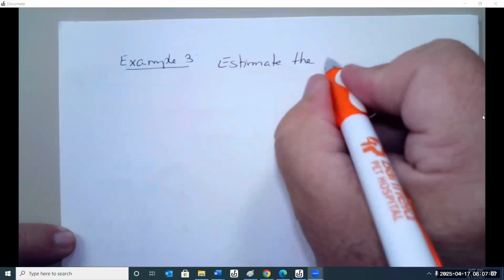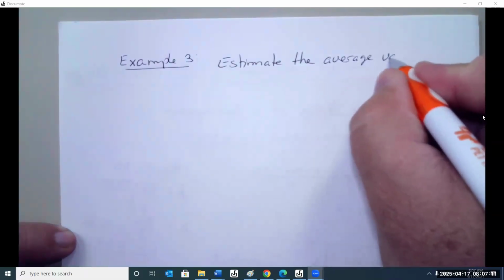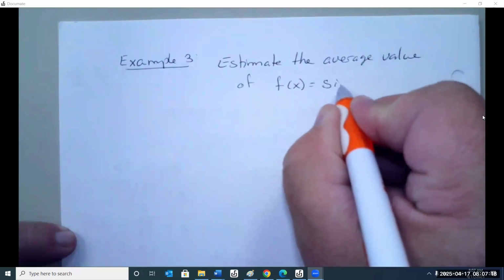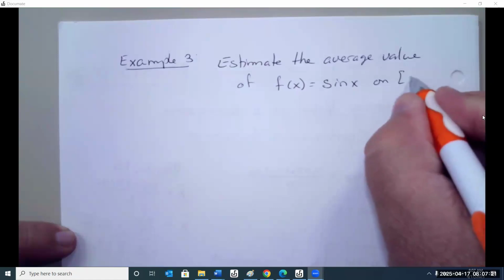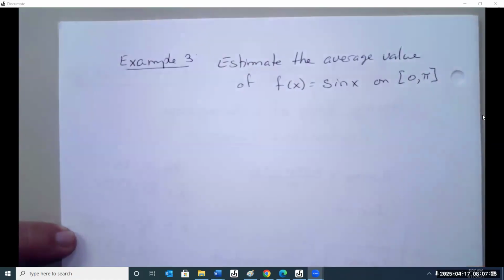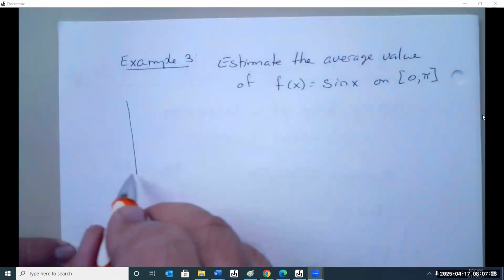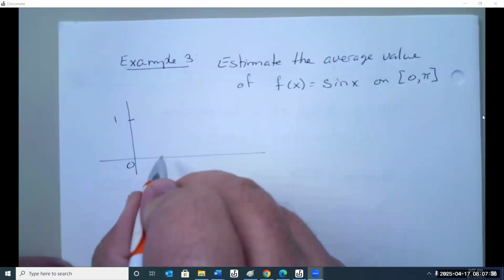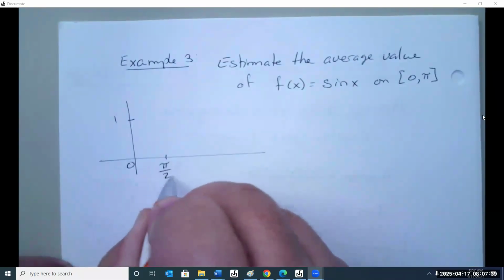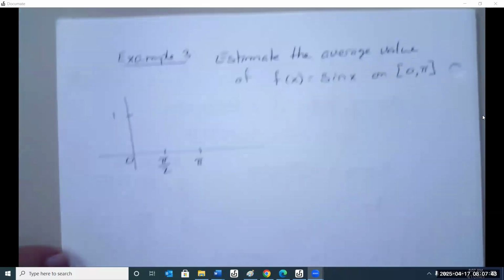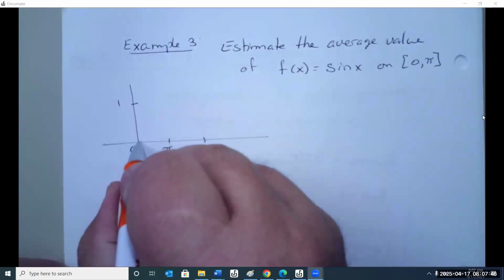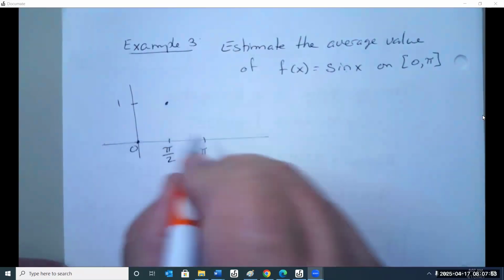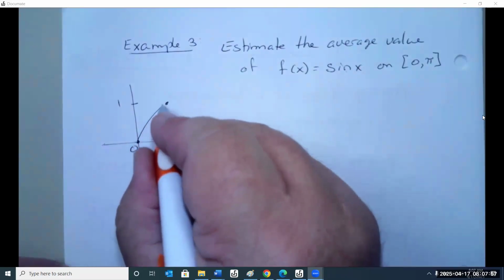Estimate the average value of f of x equals sine x on the interval 0 to pi. So at 0, sine of 0 is 0. Sine of pi over 2 is 1. And sine of pi is 0. So we're looking at this curve here.